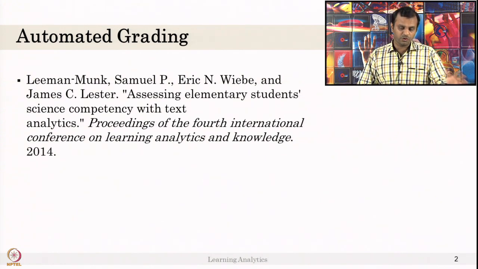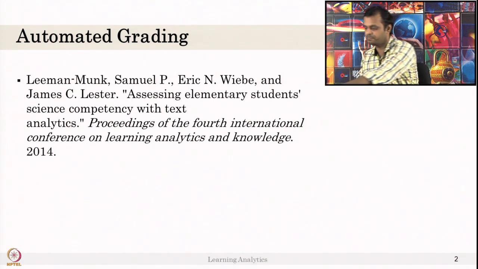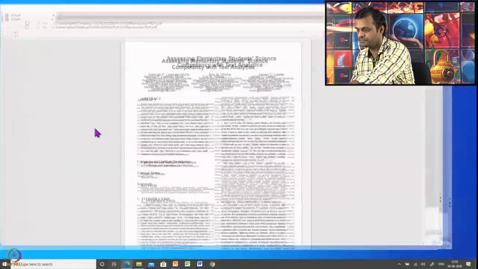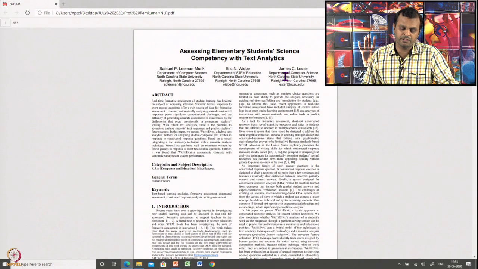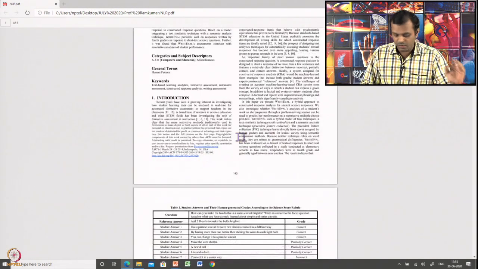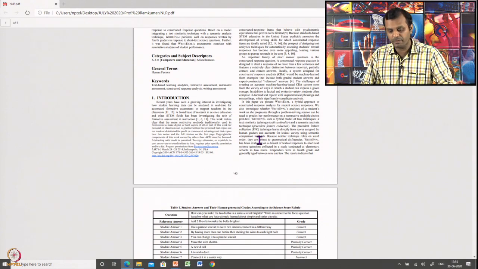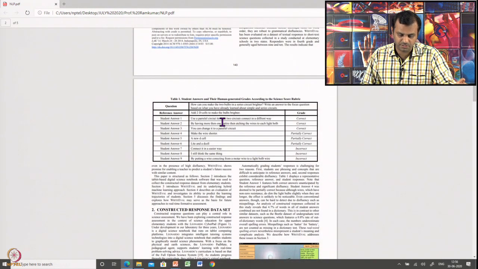It is from 2014. I just tried to pick a paper which is a bit old so that we can see the automated grading system using a bag of words approach. Let us look at this paper, assessing elementary students' science competency with text analytics. I request you to go ahead and read the paper. It has a very interesting thing called WriteEval. It is just a word they use for this particular grading system.